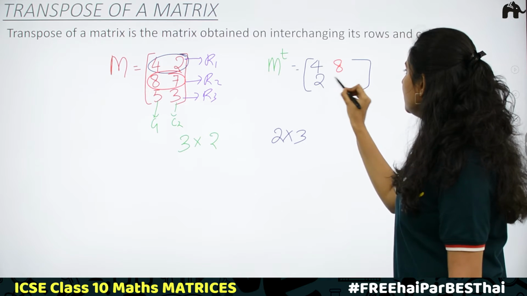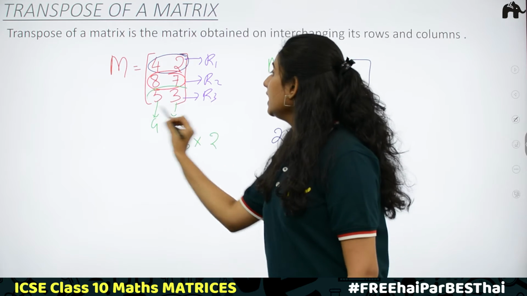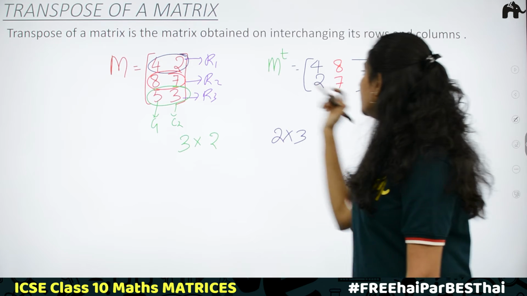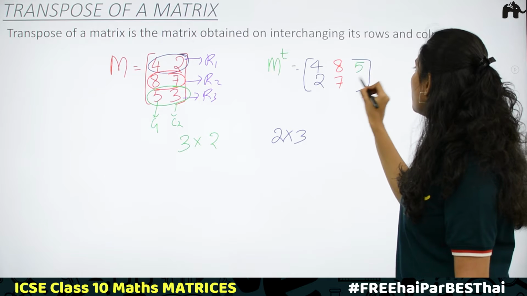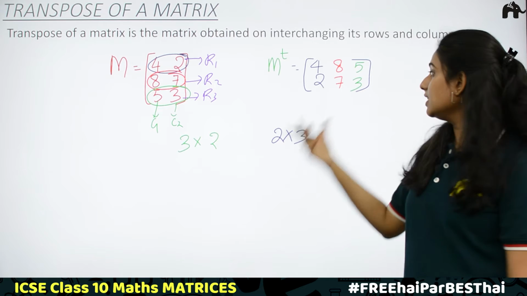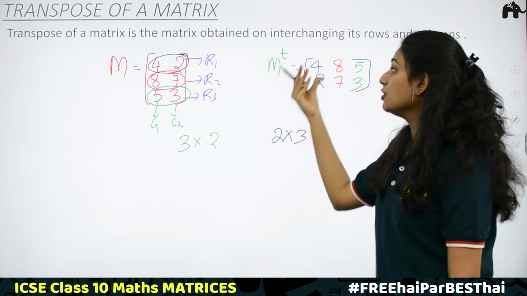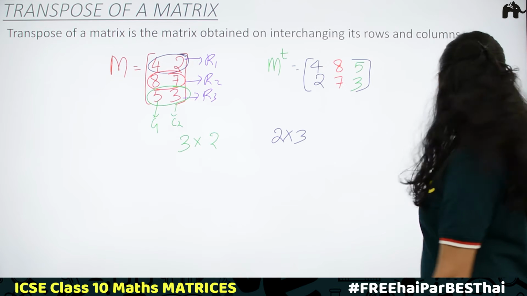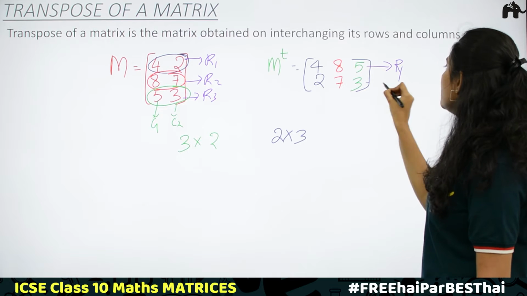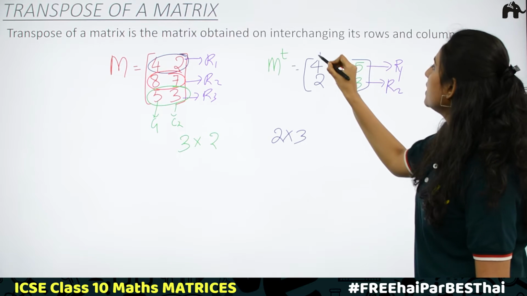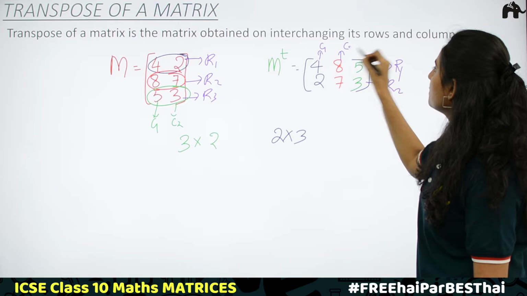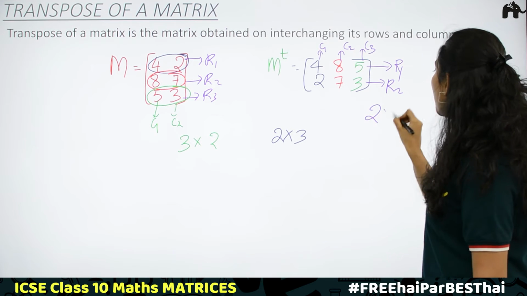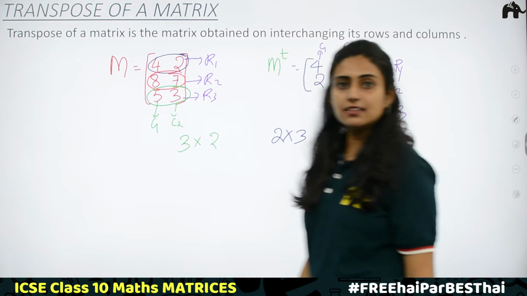That is 8, 7. Now, the elements of the third row, 5, 3, will become the elements of the third column in the transpose matrix. So, this is the required transpose matrix of matrix M. And the order is, check the order. Here we have first row R1, second row R2. First column C1, second column C2, third column C3. And the order is 2 by 3. This is a 2 by 3 matrix.